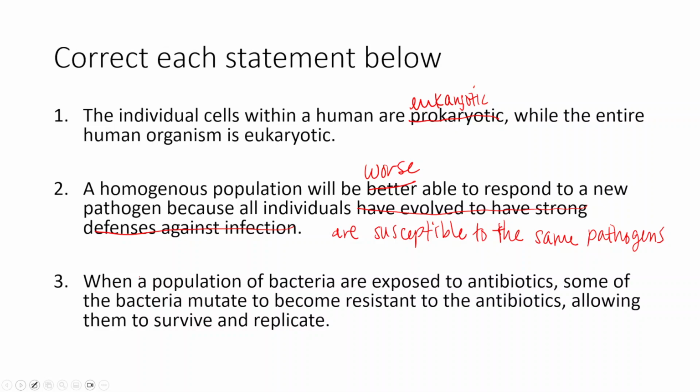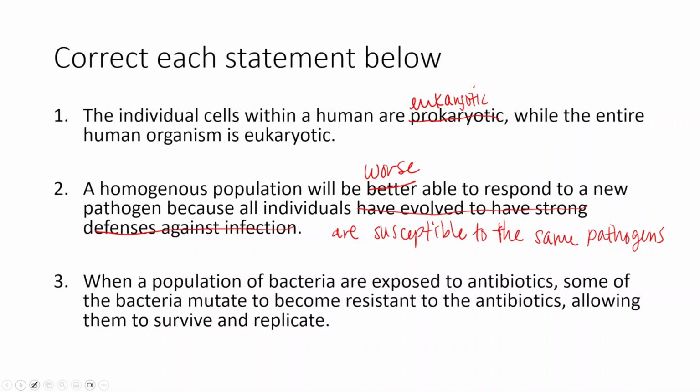So another way that you could fix it maybe is by changing it from homogeneous to heterogeneous. So this is a population where there's a little bit more genetic diversity. And can anybody tell me why that type of population might be better able to respond to a new pathogen?